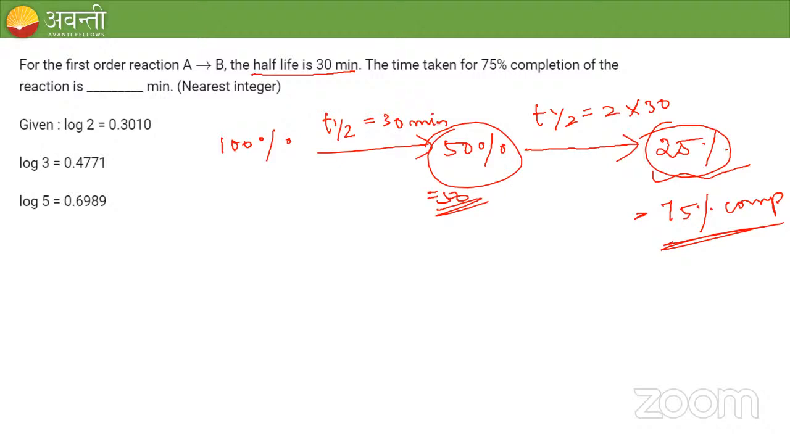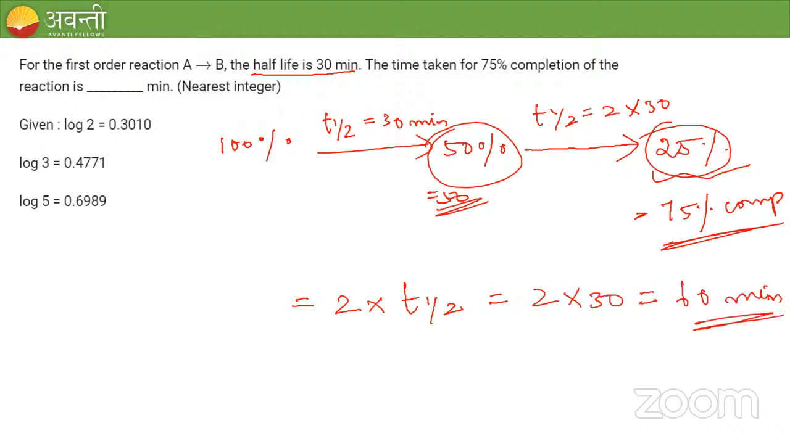So the time taken for 75% completion is 2 into T half, which is equal to 2 into 30, which is nothing but 60 minutes. It's nothing but 60 minutes. So this is the value we are substituting. So the time is 60 minutes.